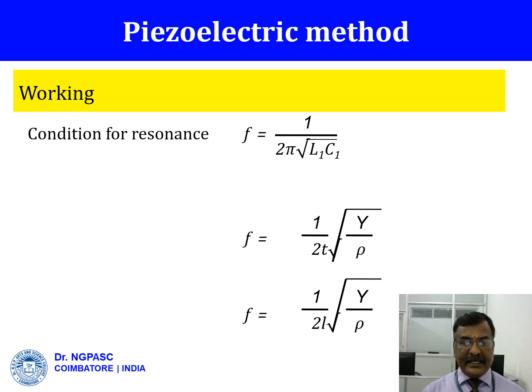then the frequency is determined by the equation f = (1/2t)√(Y/ρ), where Y is the Young's modulus, ρ is the density, and t is the thickness of the crystal. When the crystal is placed along its length in between the plates, then the frequency is (1/2L)√(Y/ρ), where L is the length of the crystal. In this way, we can generate ultrasonic waves by the piezoelectric method. This is a prominent method for the production of ultrasonic waves.